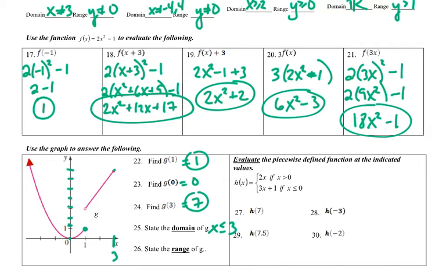So I would say less than or equal to 3 and greater than or equal to 0, of course, because of that up arrow. Here you're looking at which rule am I using? H of 7, since 7 is bigger than 0, is 2 times 7, or 14.